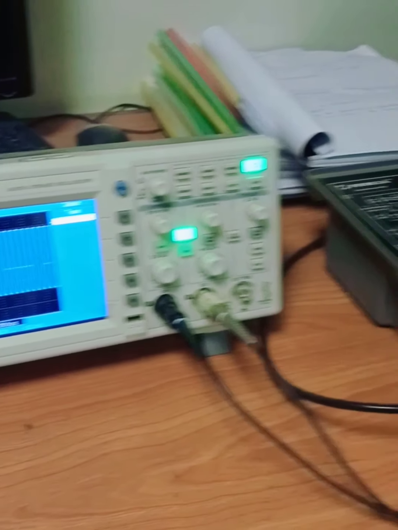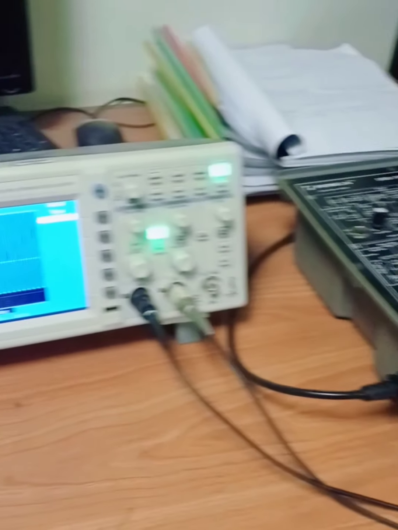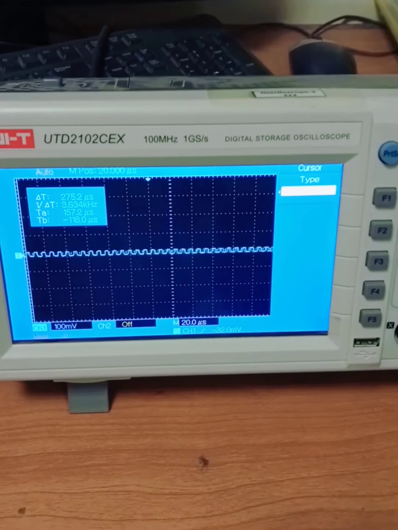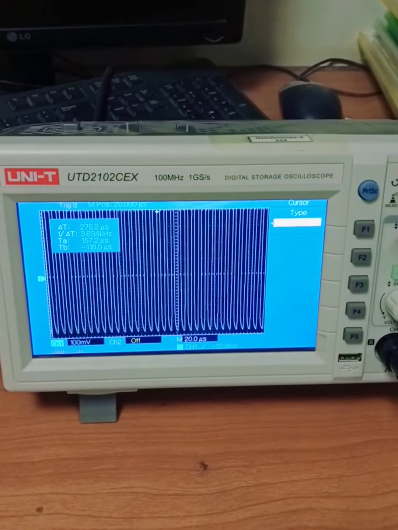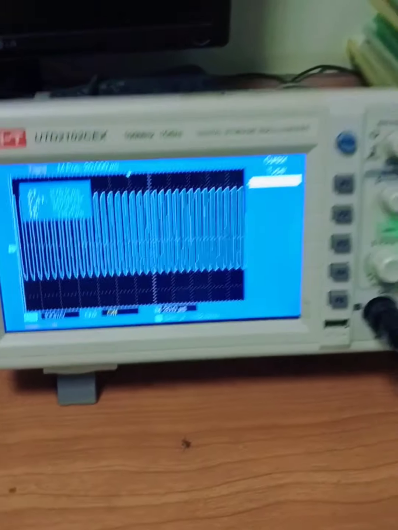Also we can vary the amplitude of the carrier signal using this knob. You can see here on the oscilloscope as well. As I am decreasing, the amplitude is decreased. That is the demonstration of the carrier signal.